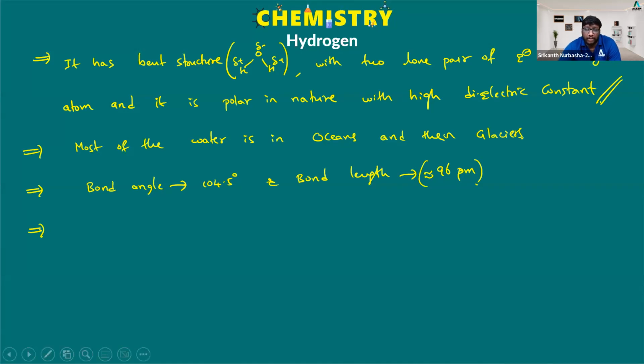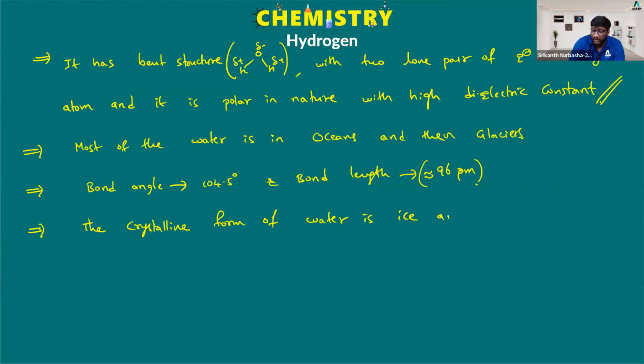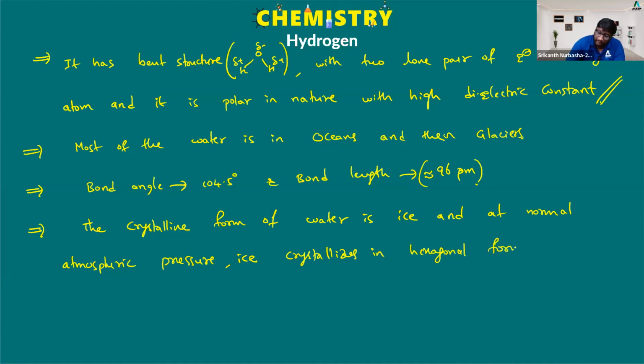The crystalline form of water is ice, and at normal atmospheric pressure, ice exists in hexagonal form. Write down the point. Under normal atmospheric pressure it crystallizes in hexagonal form, but at very low temperatures it crystallizes in cubic form.